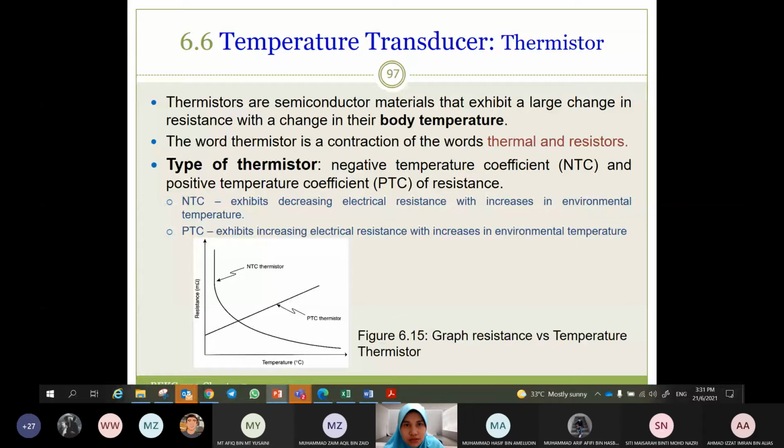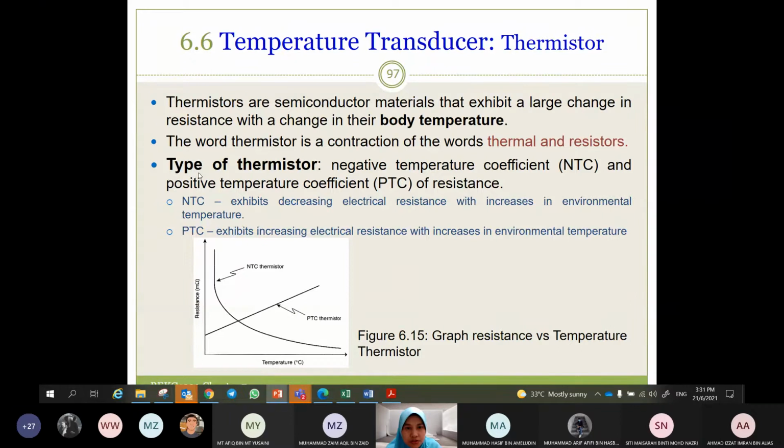This is the temperature transducer, the thermistor. Okay. So the graph for the thermistor is opposite to the graph for the RTD. It is a semiconductor material that exhibits a large change in resistance with a change in its body temperature. The word thermistor is a contraction of the words thermal and resistor. Types of resistor: negative temperature coefficient NTC and positive temperature coefficient PTC of resistance.